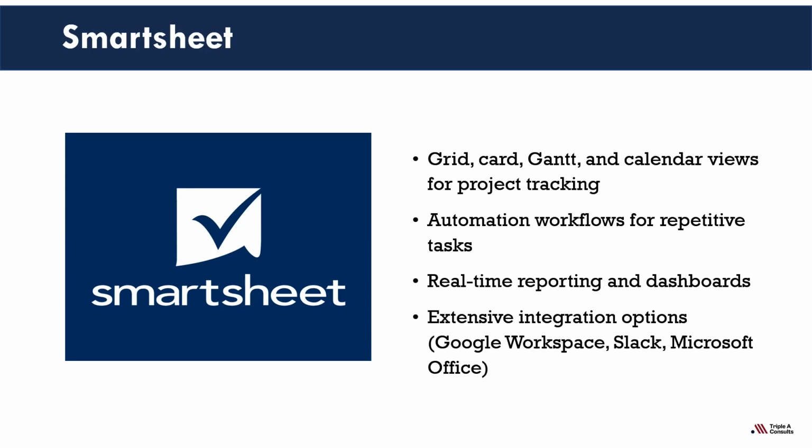What are some of the key features of Smartsheet? The grid, the card, the Gantt and calendar view for project tracking on Smartsheet is nice. And the automation workflow for repetitive tasks is also there. And you have real-time reporting and dashboard, which is pretty easy to use. And it has extensive integration options with Google Workspace, Slack, Microsoft Office, and so many other tools.